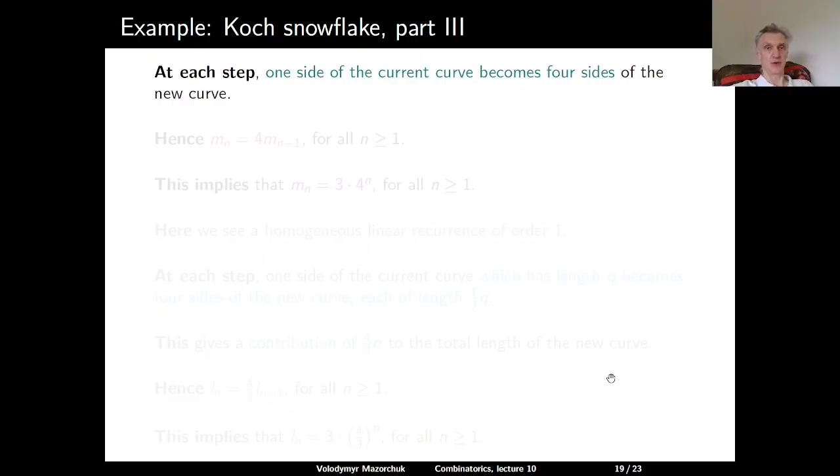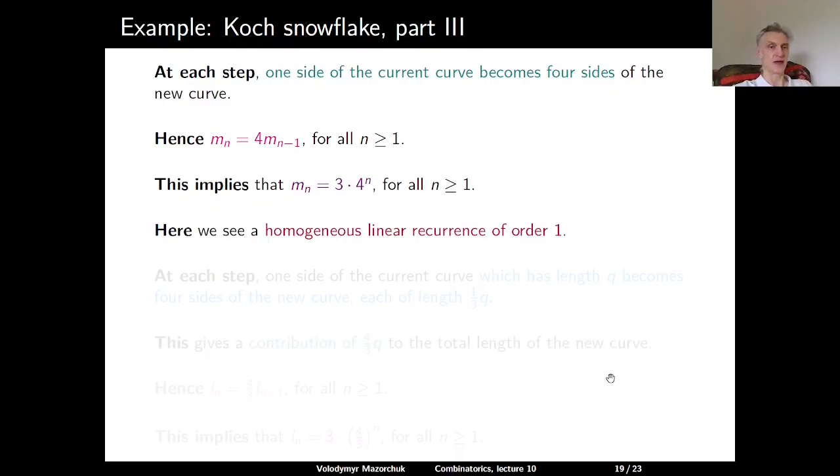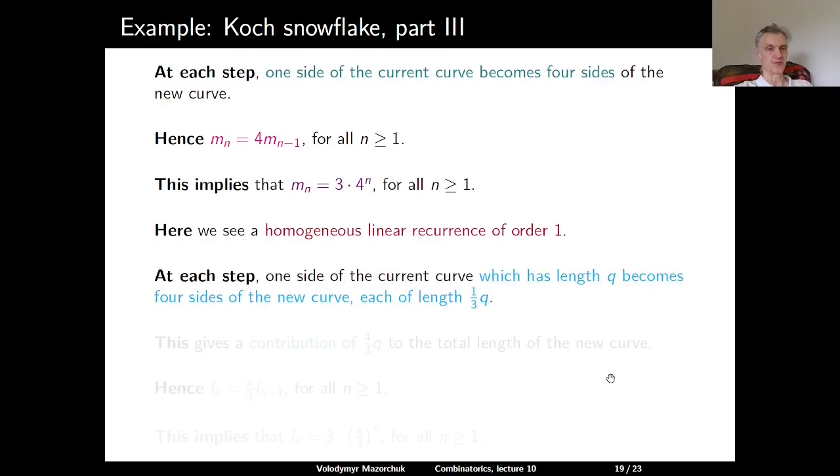So at each step, one side of the current curve becomes 4 sides of the next iteration. So m_n is equal to 4 times m_(n minus 1) for all n greater than or equal to 1. And so m_n is equal to 3 times 4 to the power n for all n greater than or equal to 0. In fact, here we see a homogeneous linear recurrence of order 1. So m_n is very easy to determine.